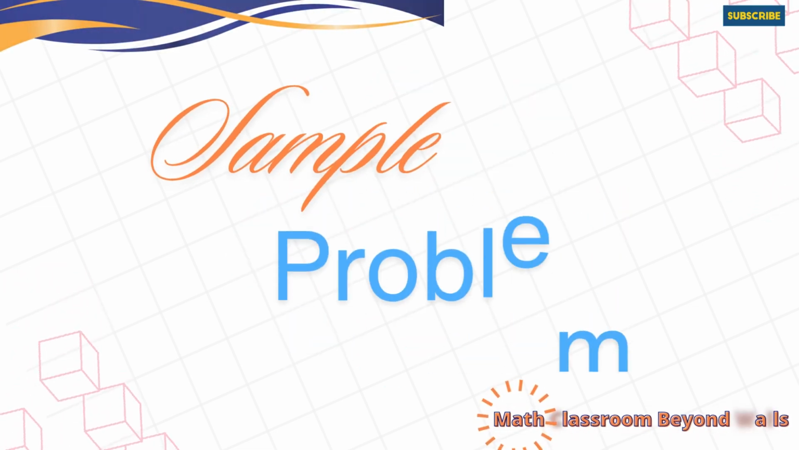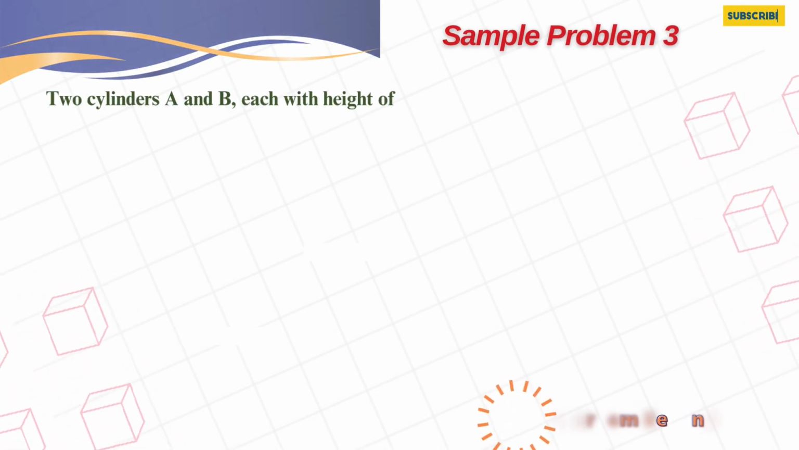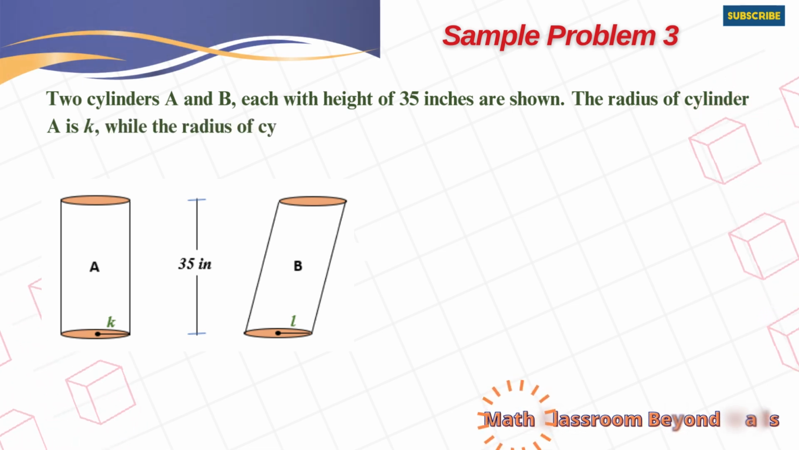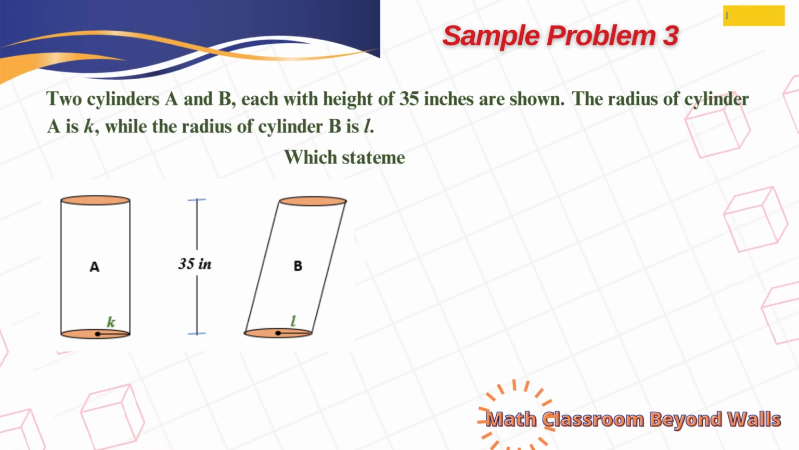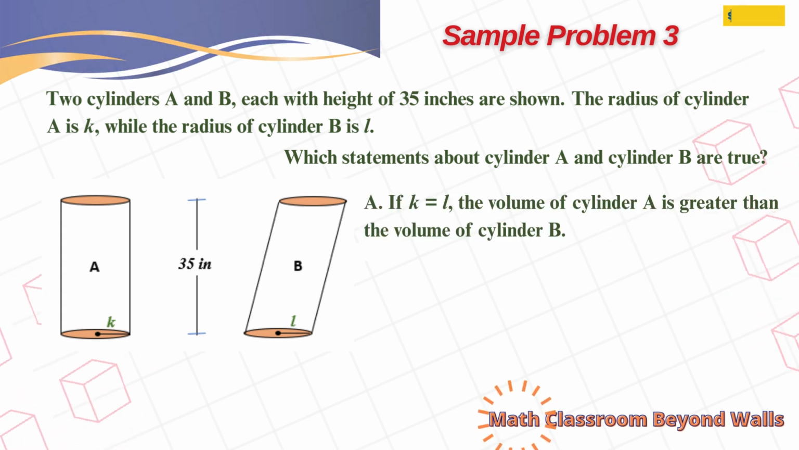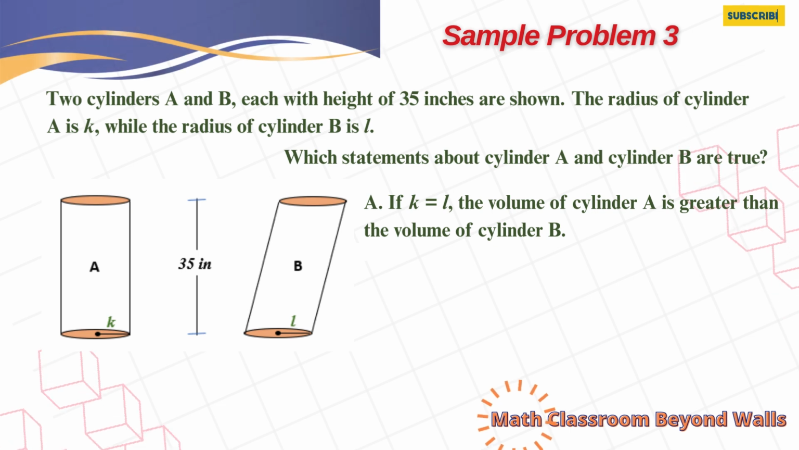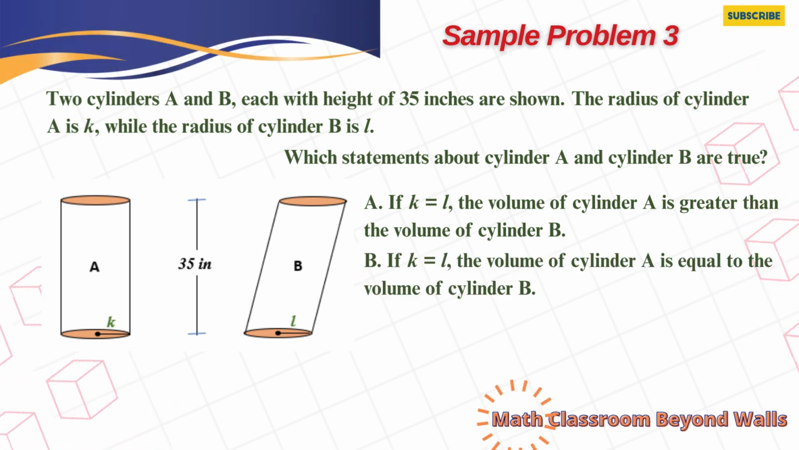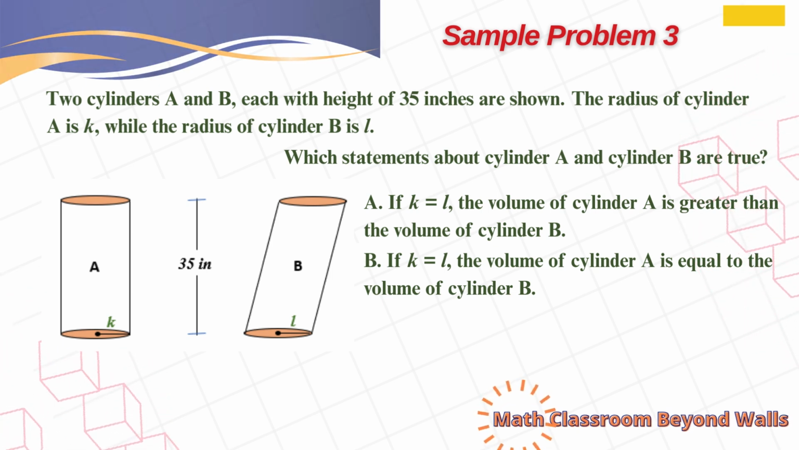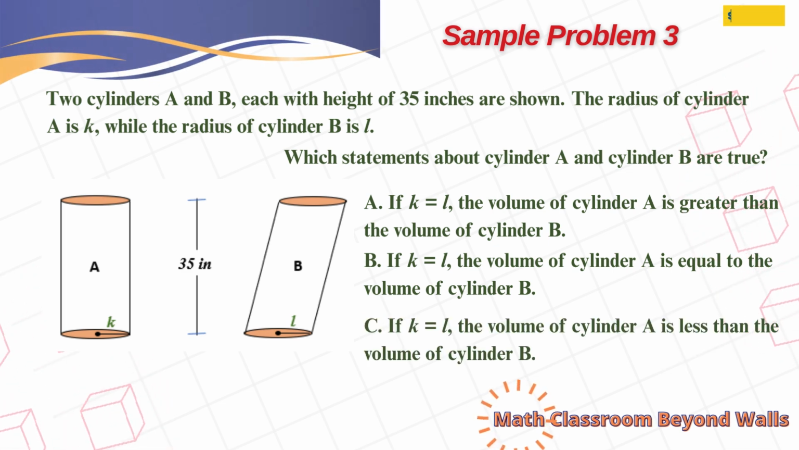Okay, let us do sample problem 3. Here's the problem. Two cylinders, A and B, each with height of 35 inches are shown. The radius of cylinder A is K, while the radius of cylinder B is L. Which statements about cylinder A and cylinder B are true? Option A, if K is equal to L, the volume of cylinder A is greater than the volume of cylinder B. Option B, if K is equal to L, the volume of cylinder A is equal to the volume of cylinder B. Option C, if K is equal to L, the volume of cylinder A is less than the volume of cylinder B.